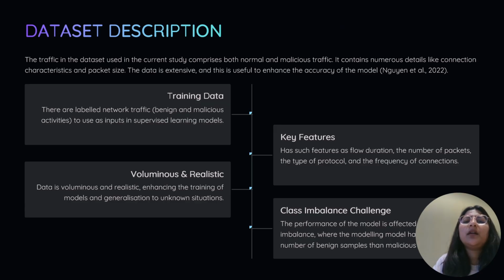So the traffic in the dataset used in the current study comprises both normal and malicious traffic. It contains numerous details like connection characteristics and packet size. The data is extensive, and this is useful to enhance the accuracy of the model. Nonetheless, there is an imbalanced traffic example. There is a lot more normal traffic than malicious traffic. This poses a problem in the training of models.